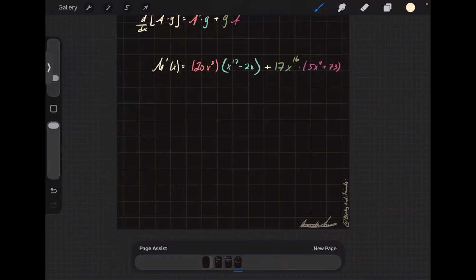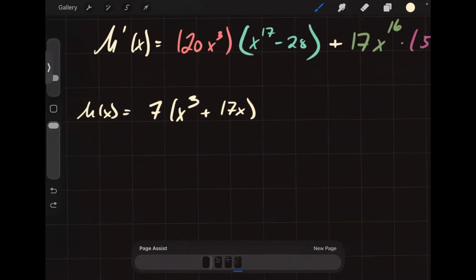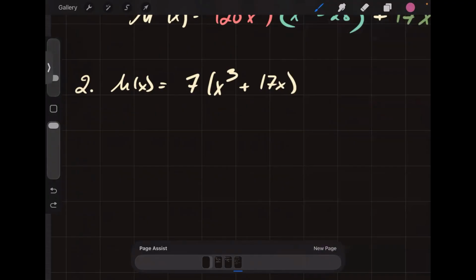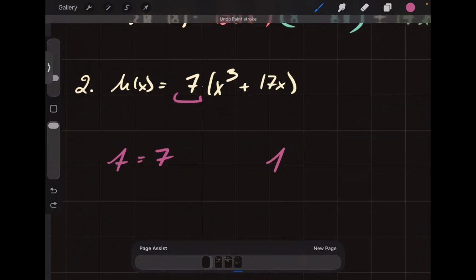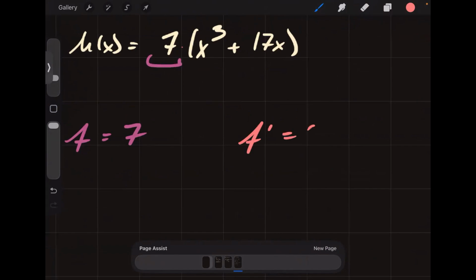Okay, just for you. Let's say I have h of x is equal to 7x to the third plus 17x. Sure, you could distribute, right? You could do that. You could do the constant multiple situation, but I'll tell you, we could product rule this too. All right, we're going to call f equal to 7, right? Because they're being multiplied, which means f prime is going to equal, what's the derivative of a constant? What's the derivative of 7? It's going to be 0.